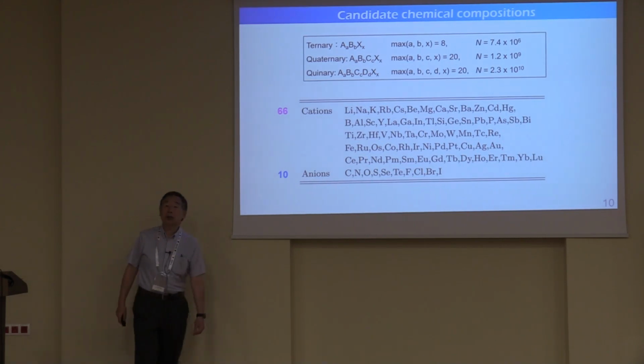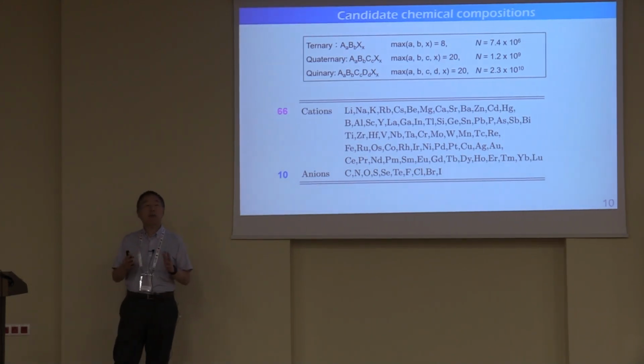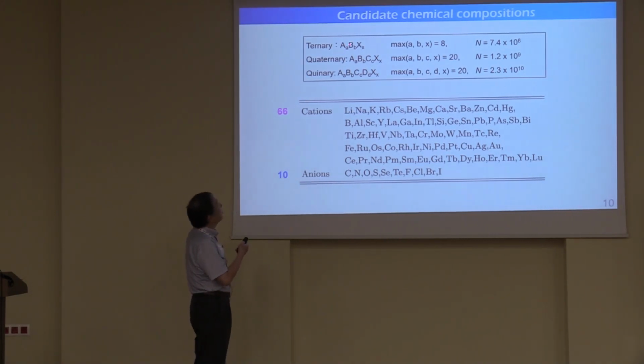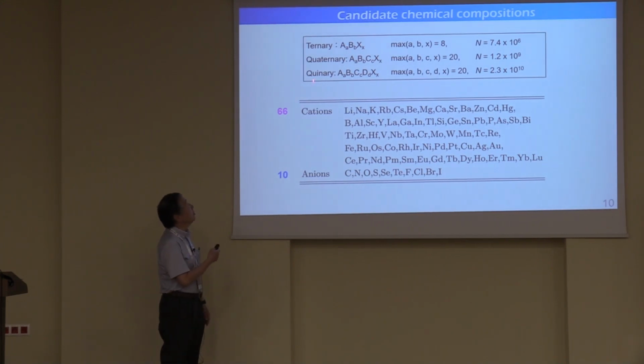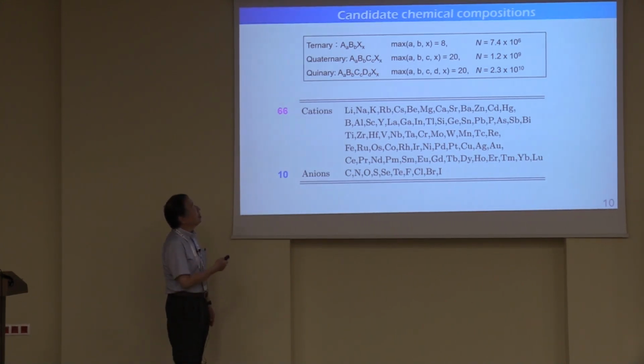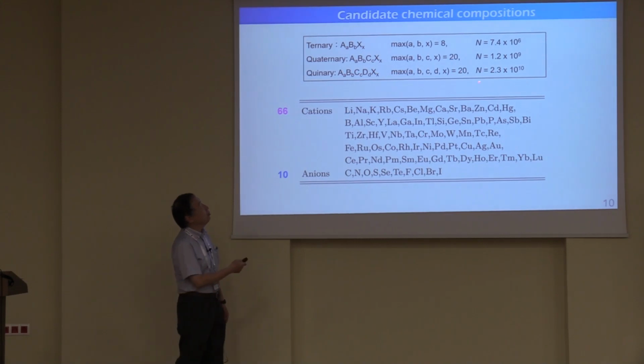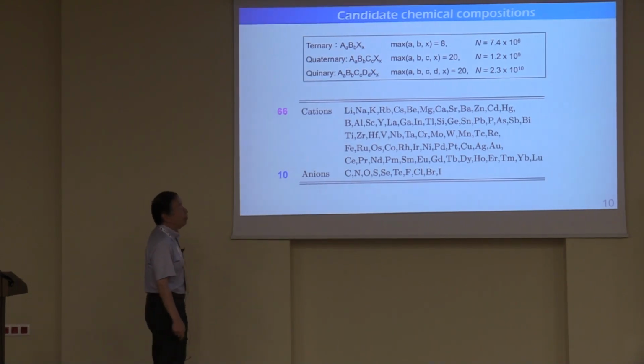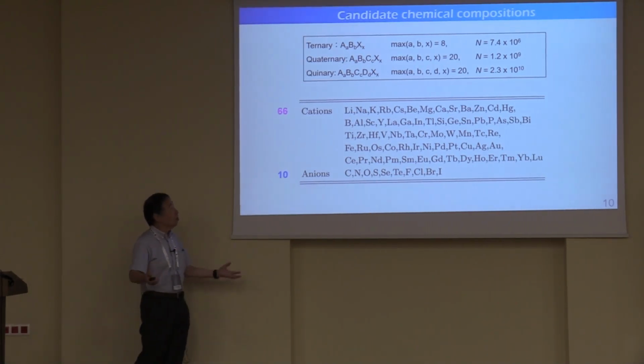The candidate chemical space yesterday was something like 1.8 million. We try to extend that to a larger chemical space. So we have chosen the ternary system with A, B, C, with small capital ratios up to 8, then it becomes 7.4 million candidates. In the case of quaternary, with 5 elements, and these small numbers less than 20, then it becomes 23 billion. It is a lot of combinations and a huge chemical space.